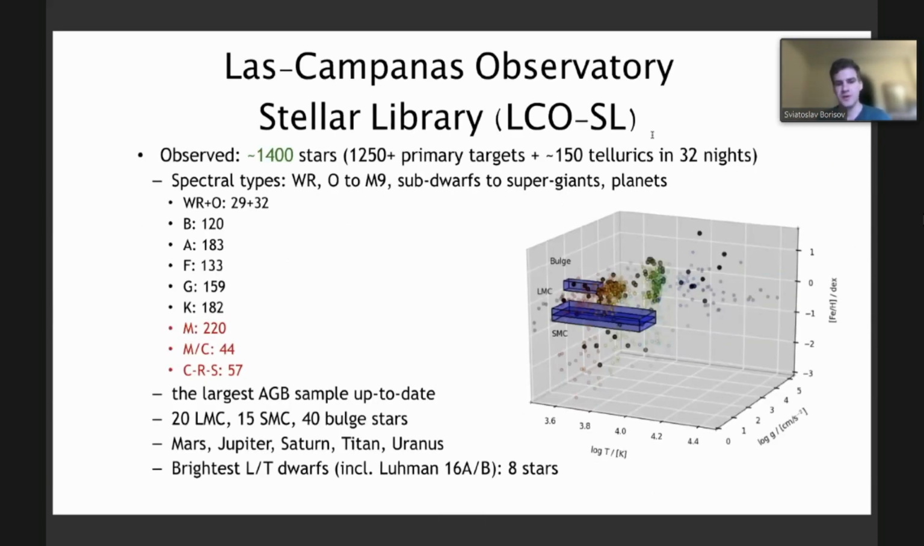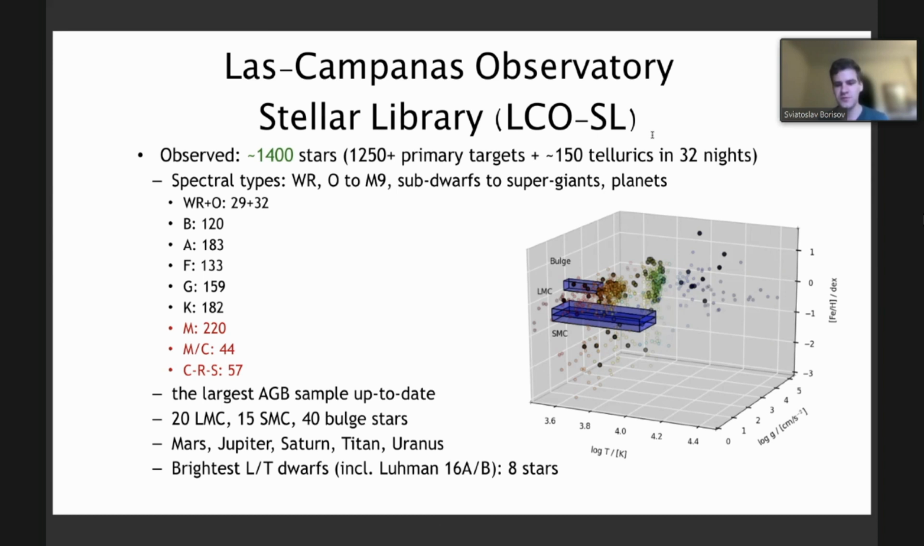In my talk, I will consider two different stellar spectral libraries. One of them we developed by ourselves from scratch. As for the second one, we recalibrated the existing one. I will start with the Las Campanas Observatory stellar library, which we developed during the last several years. This stellar library consists of spectra of approximately 1,400 stars.